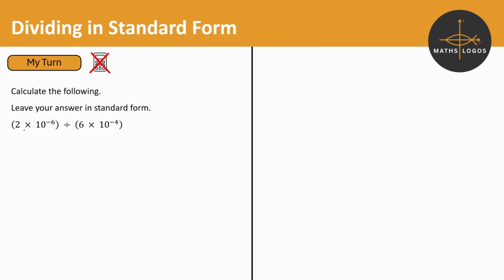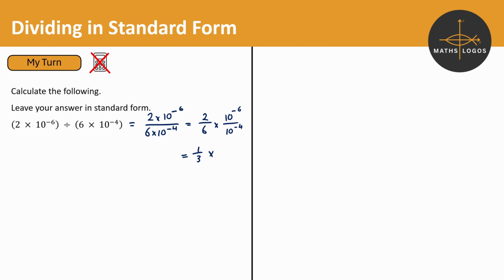Okay, next example. 2 multiplied by 10 to the negative 6 divided by 6 multiplied by 10 to the negative 4. So let's go ahead and write those as fractions. So 2 multiplied by 10 to the negative 6 over 6 multiplied by 10 to the negative 4. Split it into your two fractions. So 2 over 6 multiplied by 10 to the negative 6 over 10 to the negative 4. 2 over 6 simplifies to 1/3. And you could go straight to the decimal if you're happy with that.